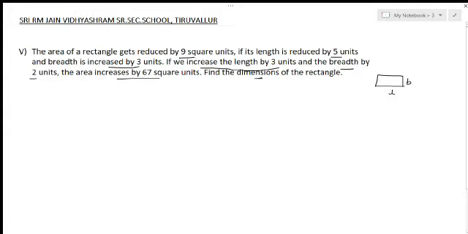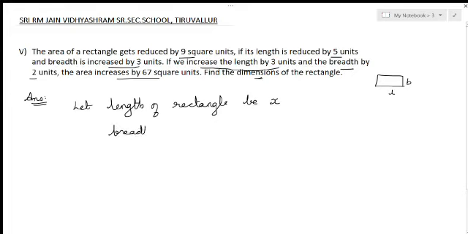So first let us consider, let the length of the rectangle be x and the breadth of the rectangle be y.